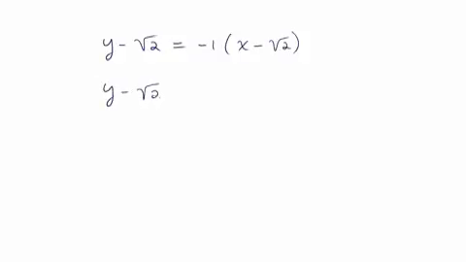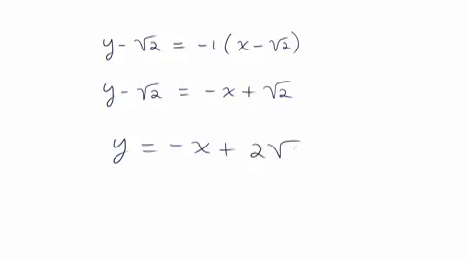So we have y minus root 2 equals slope negative 1 times x minus root 2. That gives us y minus root 2 is equal to negative x plus root 2. Adding root 2 to both sides, we get y is equal to negative x plus 2 root 2.